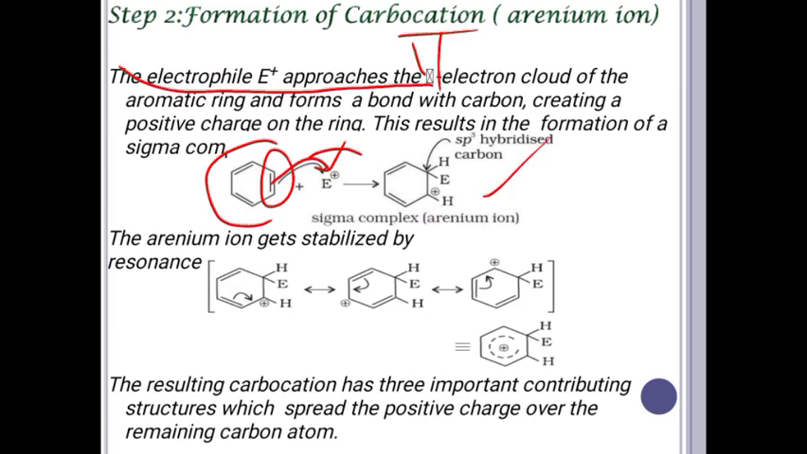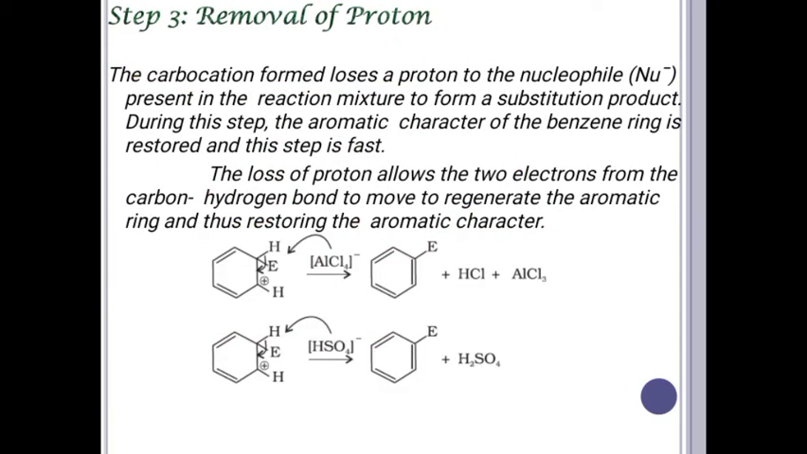The next step is the arenium ion gets stabilized by resonance. That is, this positive charge will shift around the ring, and in that manner it will be stabilized. So, the resulting carbocation has 3 important contributors, structures 1, 2, 3. So, it will be delocalized.